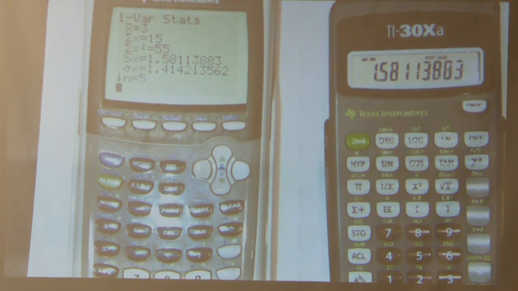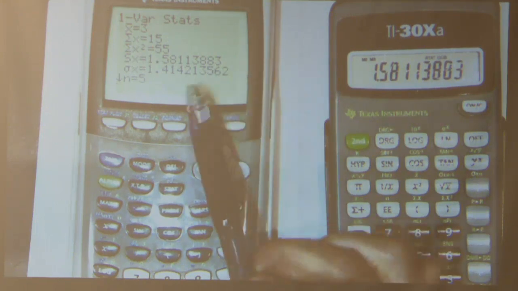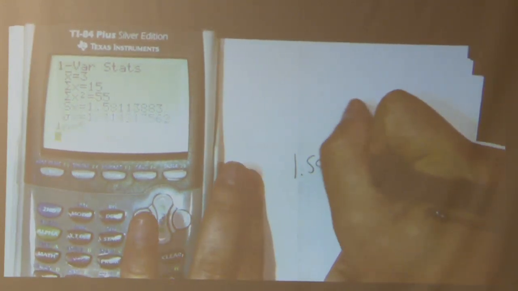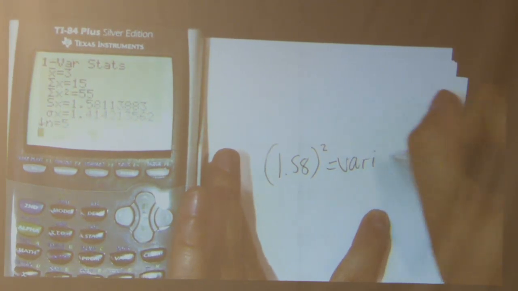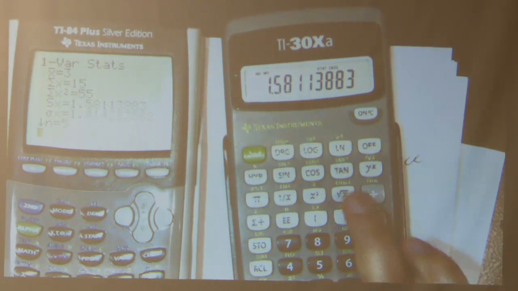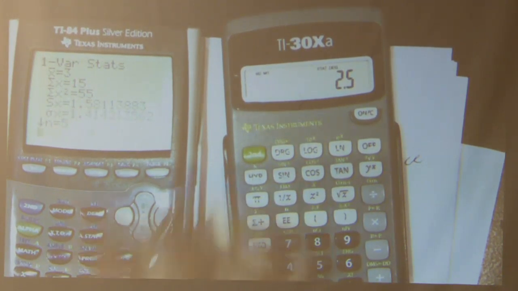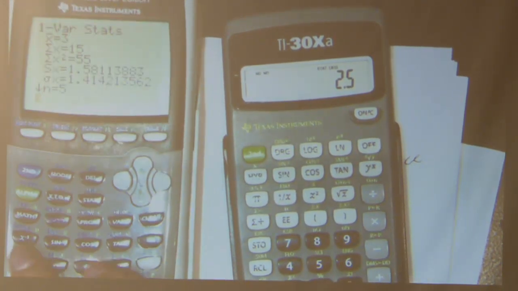Does anyone need me to repeat that? The variance? The variance, you would just take the standard deviation. So if you had this calculator, you would just take this number. This one, 1.58, same thing. You would just take it and get the square of it. So 1.58 squared is going to be equal to the variance. If you're using this calculator, all you have to do is just press x squared, and that will give you the variance. This one, you have to go back and type it out and then hit x squared.